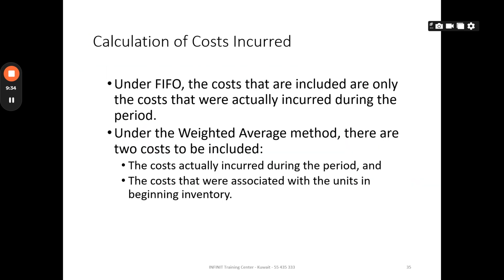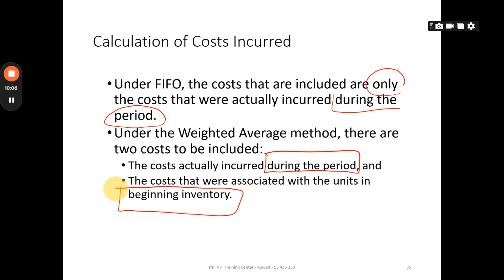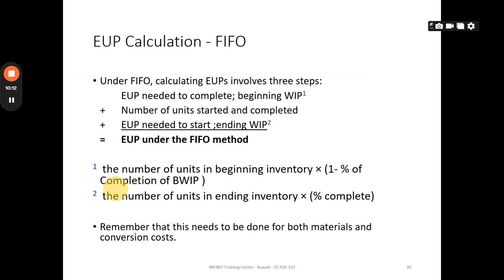Okay, so we will see here under FIFO, the costs included are only the costs that were actually incurred during the period. Under FIFO, what cost will you consider? What are the costs incurred in this period? Only that you will consider. But under weighted average, you will consider two costs, which are cost incurred during the period and cost associated with your beginning inventory. Both we have to consider under weighted average. But in FIFO, you will consider only the cost for the current period.